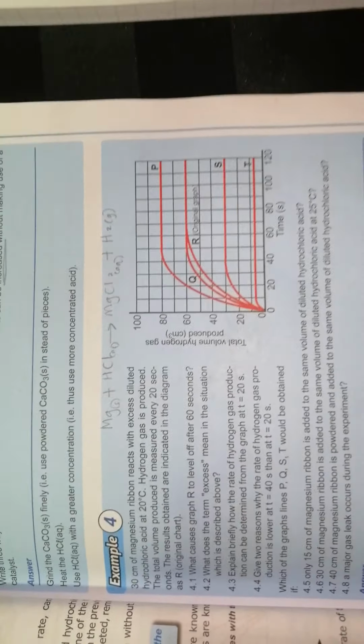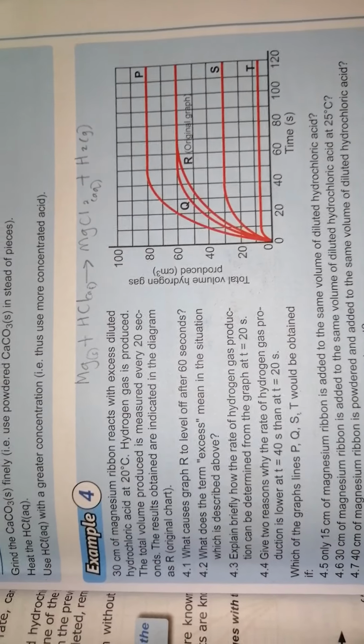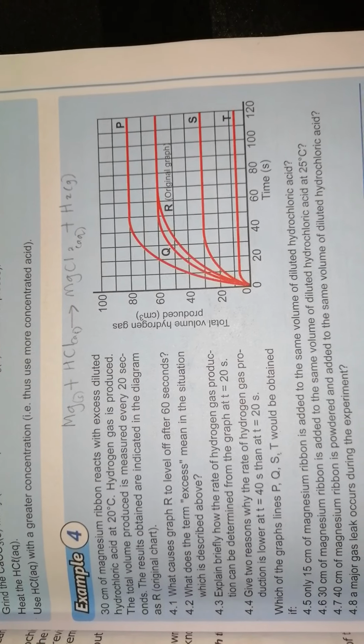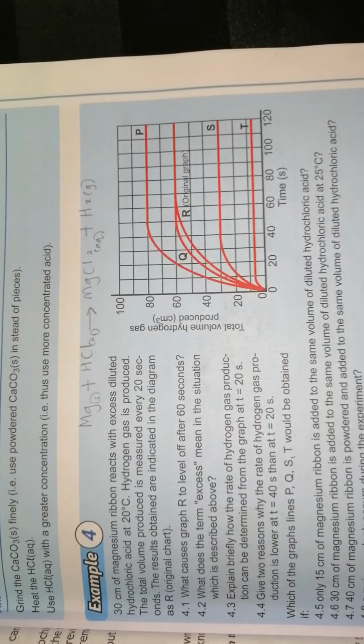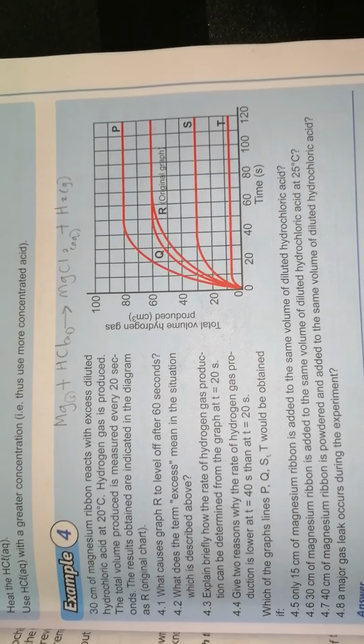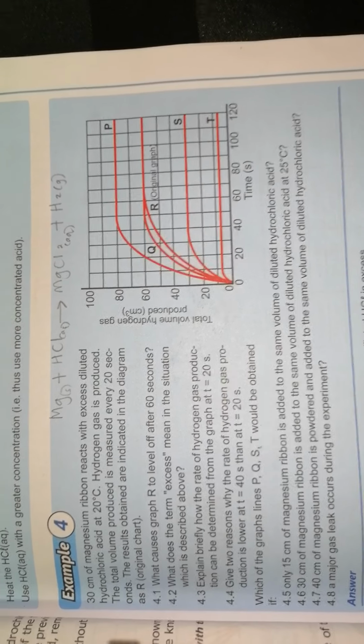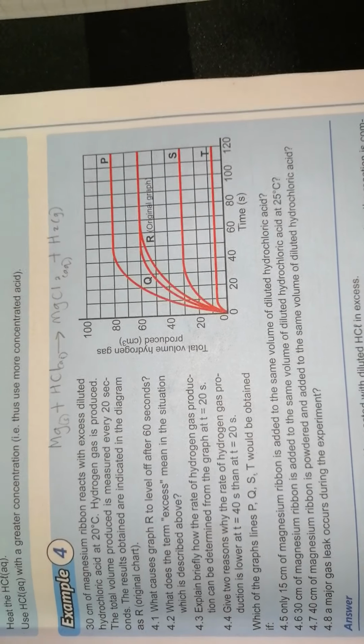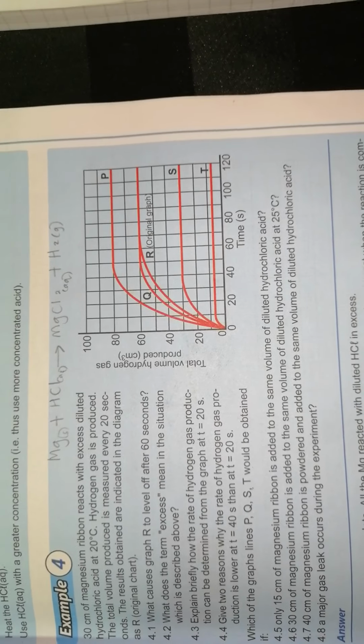Right, let's look at example 4. It says 30 centimeters of magnesium ribbon reacts with excess dilute hydrochloric acid at 20 degrees Celsius. Hydrogen gas is produced. The total volume produced is measured every 20 seconds. The results obtained are indicated in the diagram as R, which is the original graph.